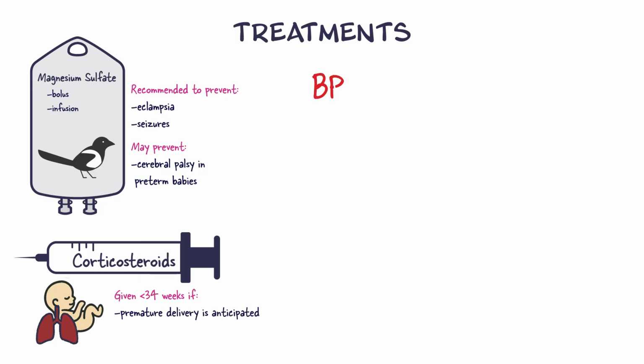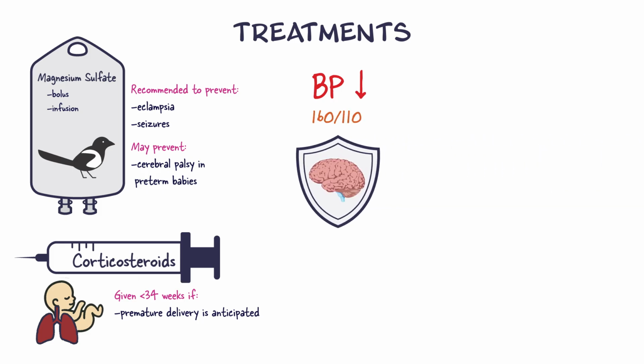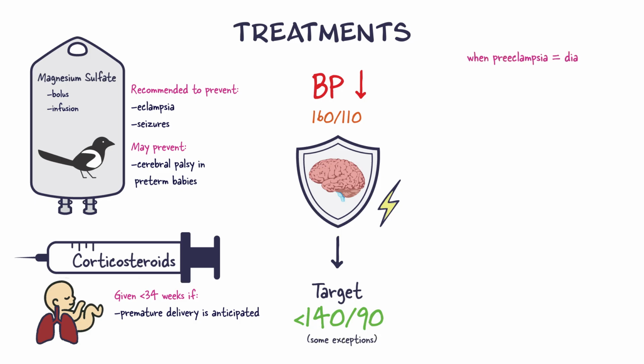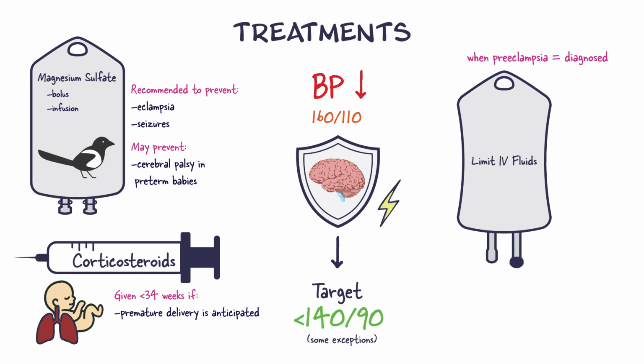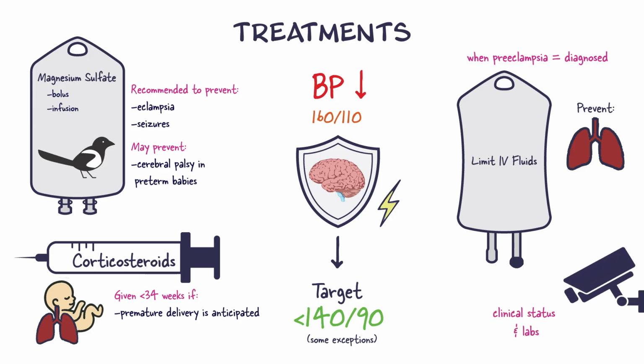The blood pressure should be kept below 160/110 to protect the maternal brain from cerebral events such as stroke. The blood pressure target is usually less than 140/90, with some exceptions. When preeclampsia is diagnosed, limiting intravenous fluids to prevent pulmonary edema is recommended. Careful monitoring of the clinical status and labs is recommended as well.